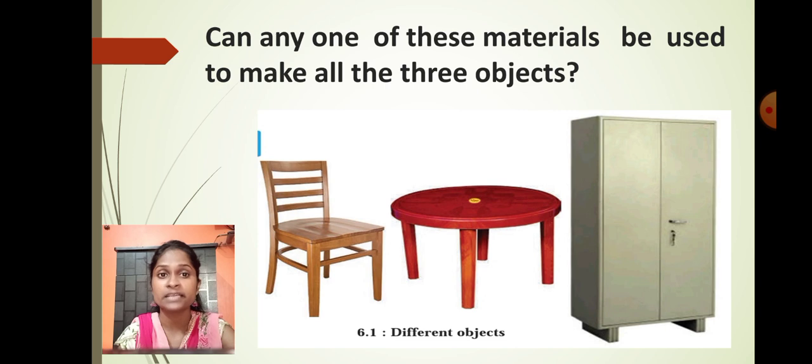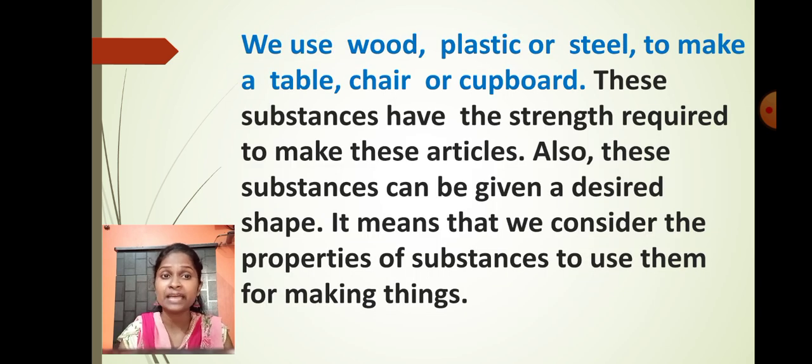That means, in short, I can say that we can use wood, plastic or steel to make a table, chair or cupboard. Anything we can use. These substances have the strength required to make these articles. Also, these substances can be given a desired shape. It means that we consider the properties of the substances to use them for making things. So there is a different variety of materials which we use to make different kinds of objects.